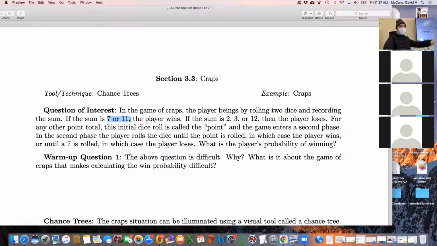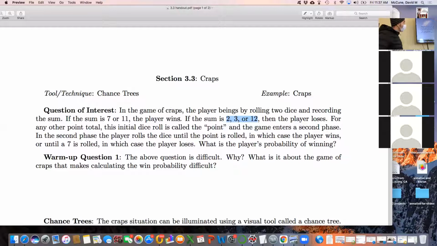Okay, so you roll the 2 dice and it's a 4 and a 3 or a 5 and a 2, you win. 6 and a 5, 5 and 6, you win. If you initially roll a 2, 3, or 12, then you just lose outright. So there are 5 ways the game can terminate immediately. If the sum is 7 or 11, it terminates immediately and you win. 2, 3, or 12 terminates immediately and you lose.